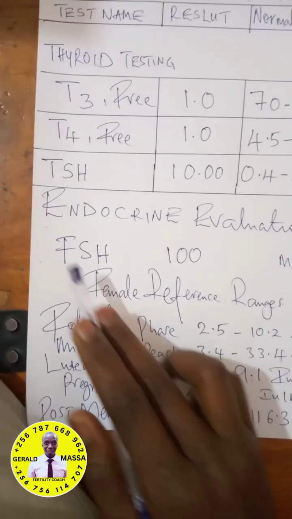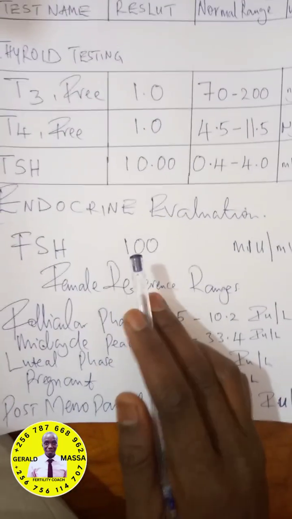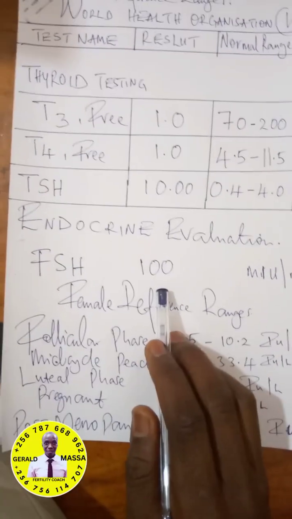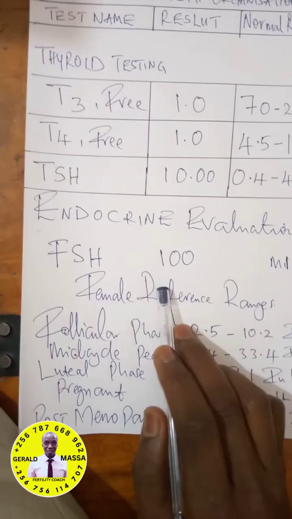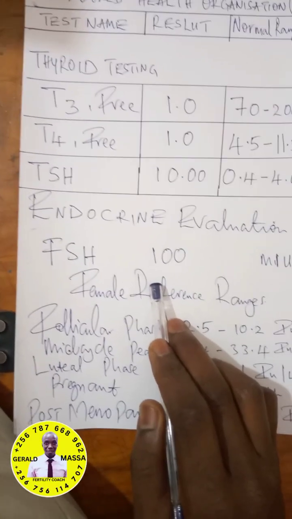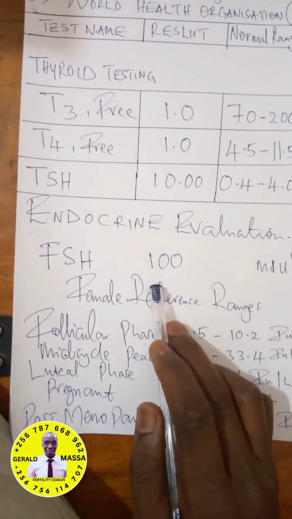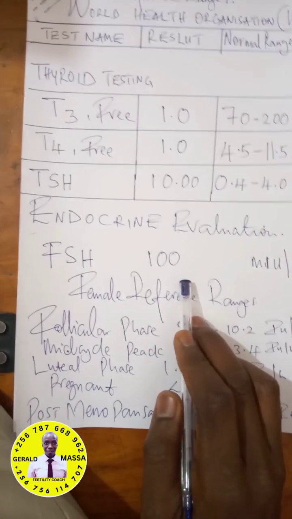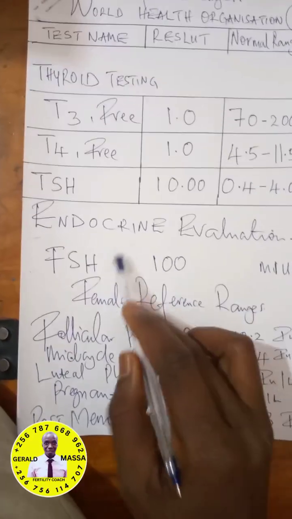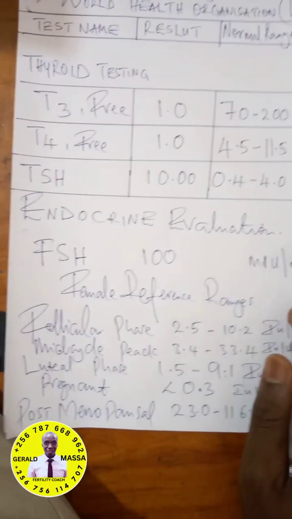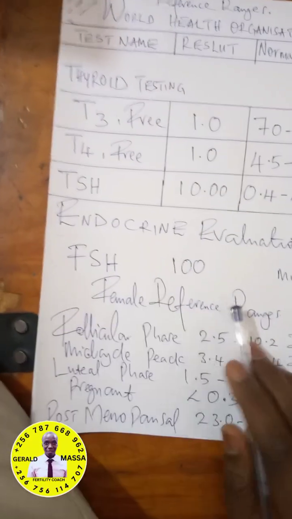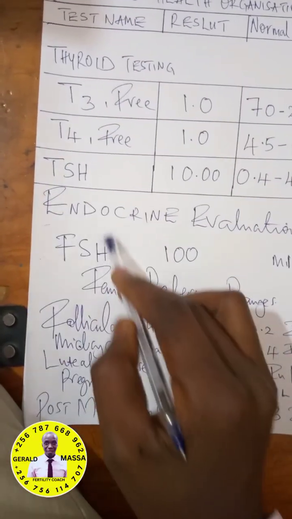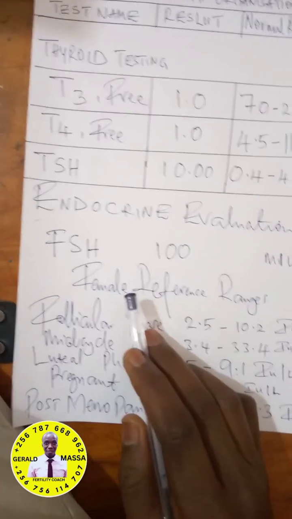FSH, follicle stimulating hormone, is a hormone that is responsible for making your eggs grow. It's responsible for your eggs growing from the first phase, also known as the primary phase, to your second phase, also known as the secondary stage. The eggs begin as something very small, and then they increase in size under the effects of FSH, follicle stimulating hormone. It's a hormone which is released from the pituitary gland, okay?